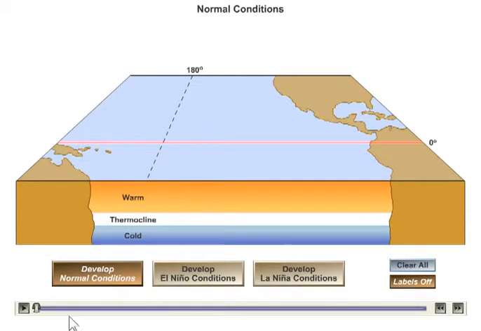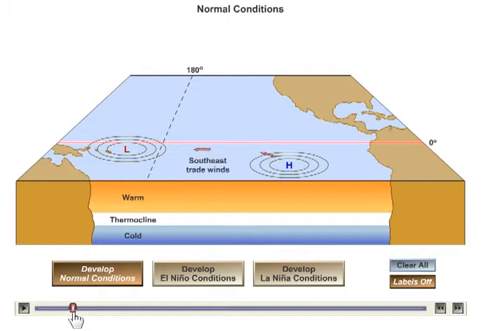Now, in order to understand the development of these two conditions, El Nino and La Nina, let's take a look at what the normal situation is in the Pacific Ocean. Normally, you can see those reddish arrows there. You get these very strong southeast trade winds blowing from east to west across the Pacific. By the way, this is North America over here, South America. This red line represents the equator. This is Australia and New Guinea, and Asia would be out of view on this side.